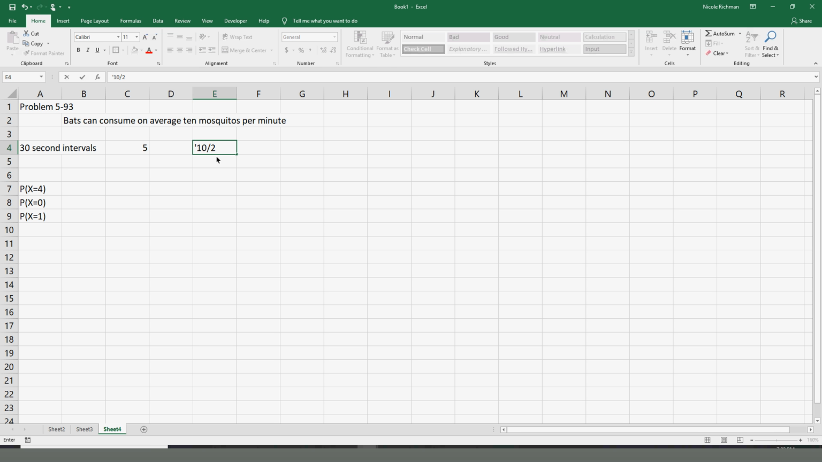Where do we get the 10 from? Because it consumes 10 mosquitoes per minute, okay. There are 2 30-second intervals in a minute, so a 30-second interval is 5. Okay. So our 30-second interval mean is 5.